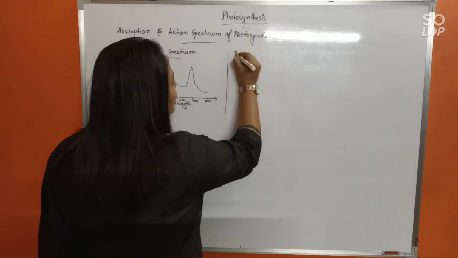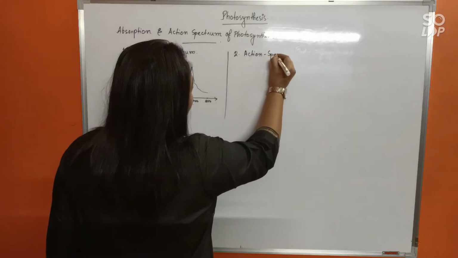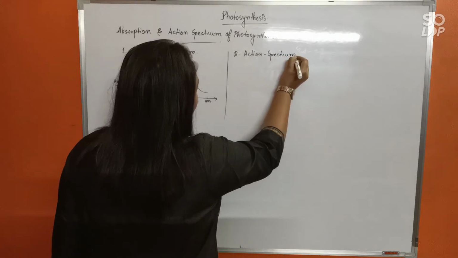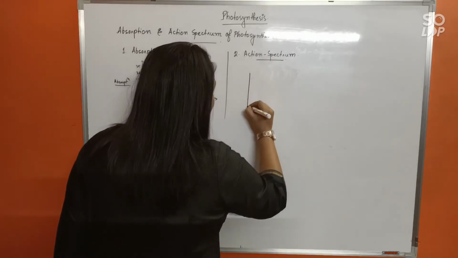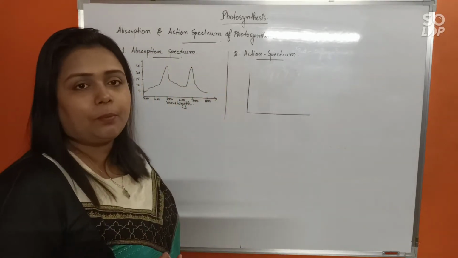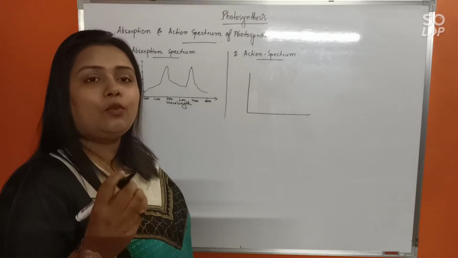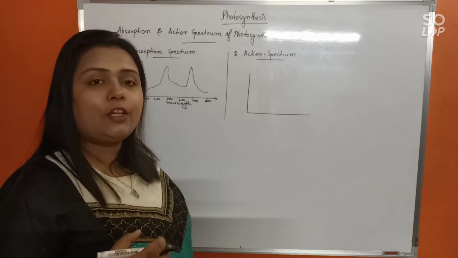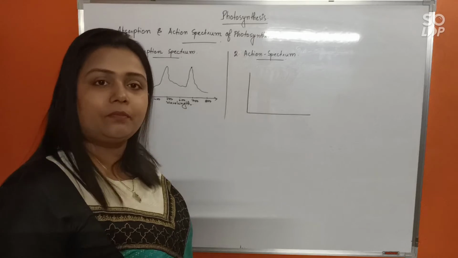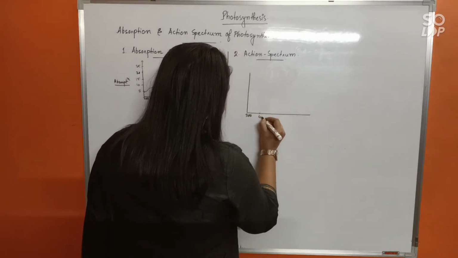Now for action spectrum. This is also nothing but a curve plotted on a graph paper, but this time we are going to see the rate of photosynthesis: in which particular wavelength of light the rate of photosynthesis would be maximum. Okay, so again the same graph.